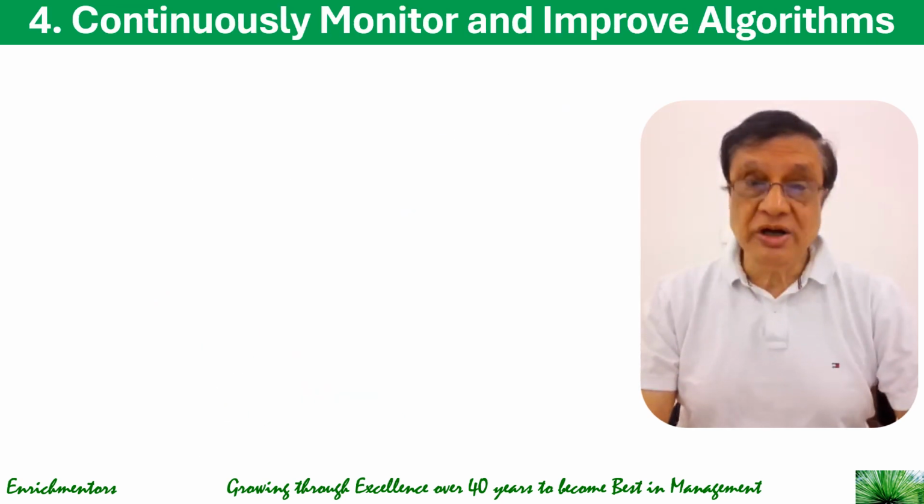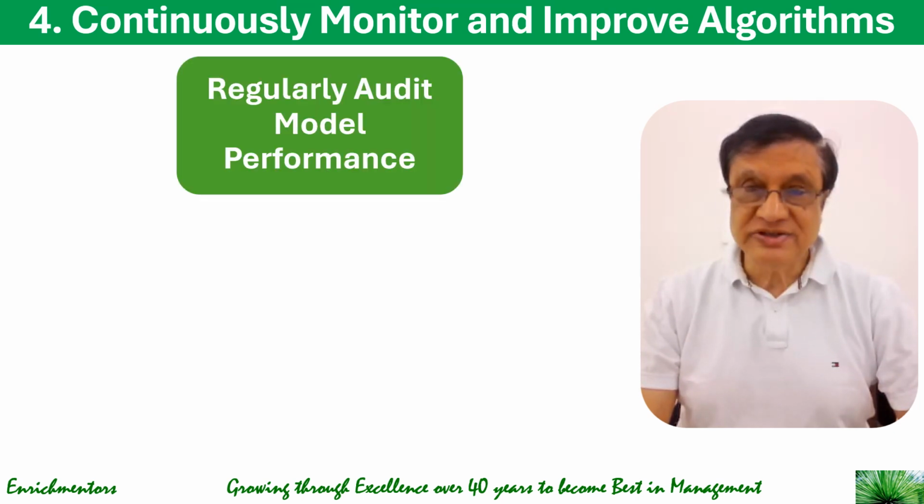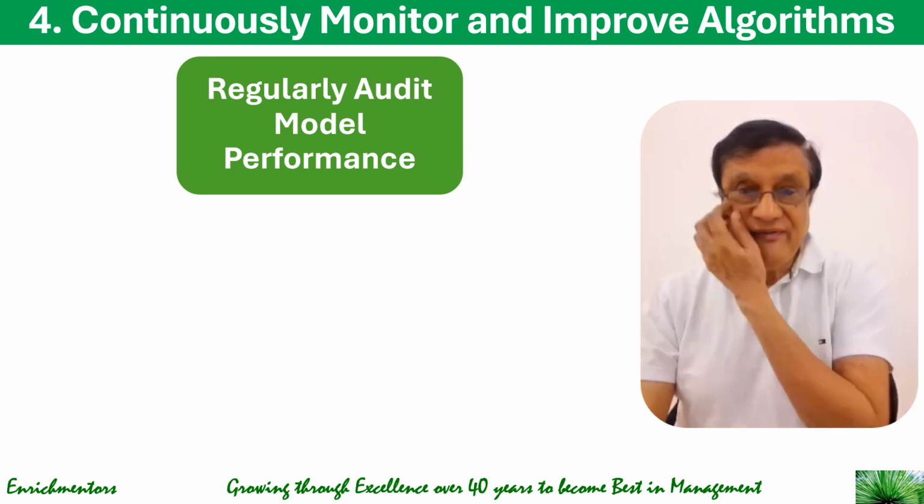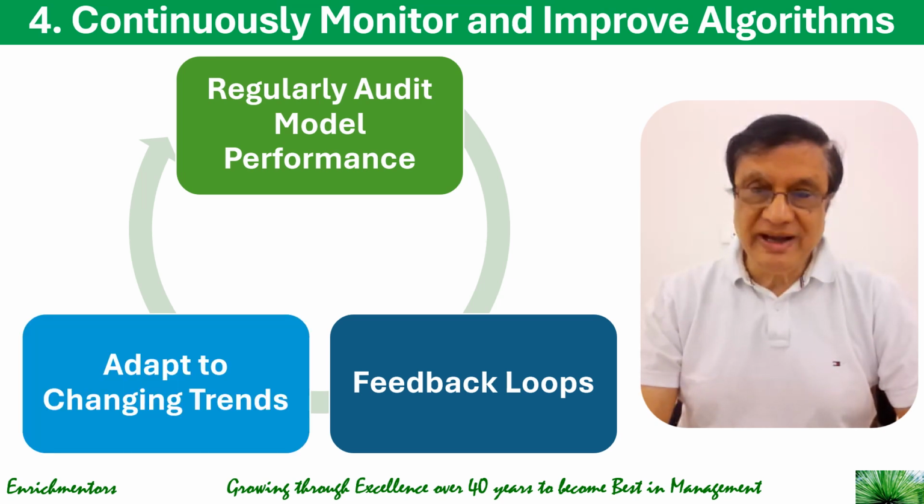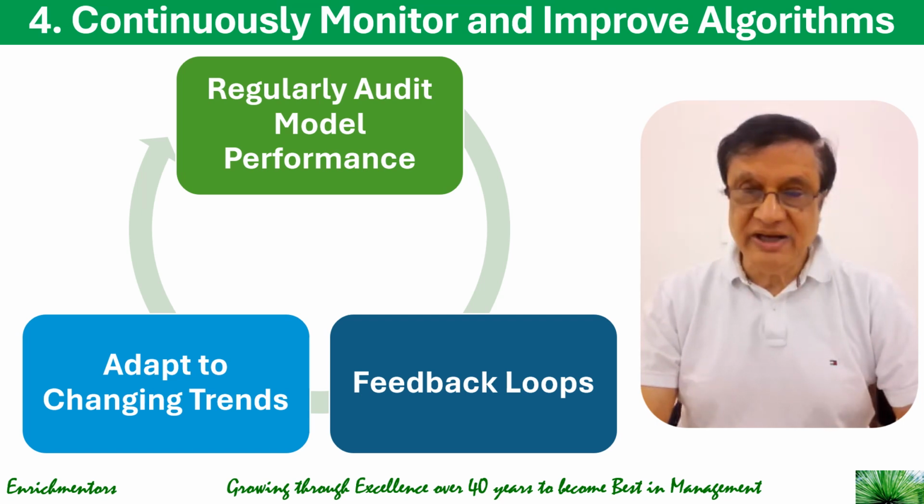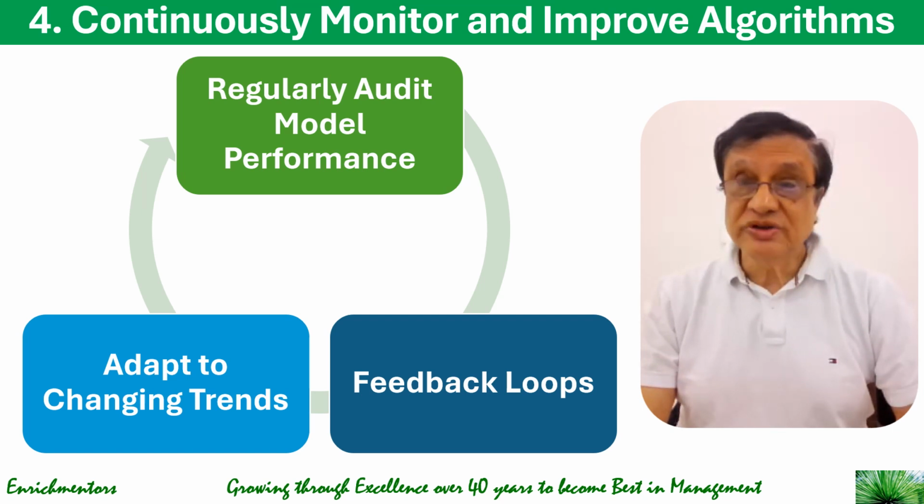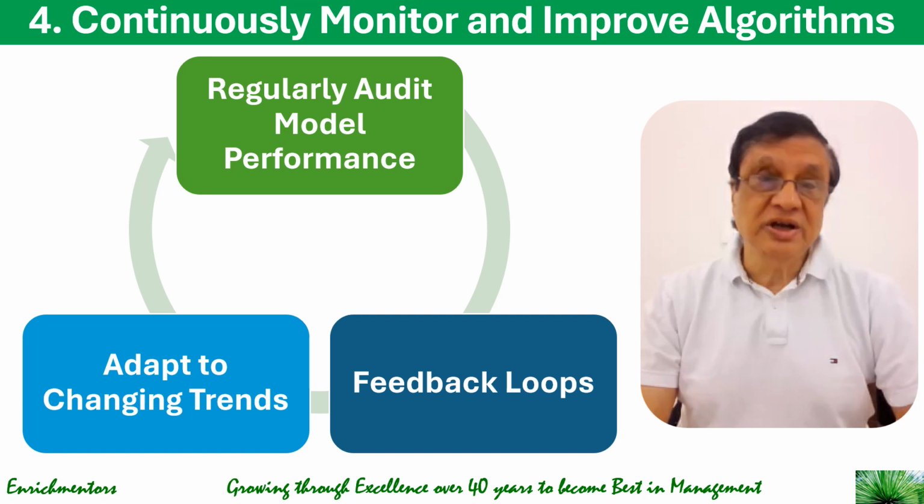Then you continuously monitor and improve algorithms, obviously. You regularly audit performance, assess fairness metrics, and retrain models as needed. Have feedback loops where you allow users to report biases or incorrect decisions. And then you keep adapting to the changing trends, ensuring that the models remain fair and unbiased over time as societal trends evolve. So that's what we have in mind when we talk about continuous monitoring and improving algorithms.